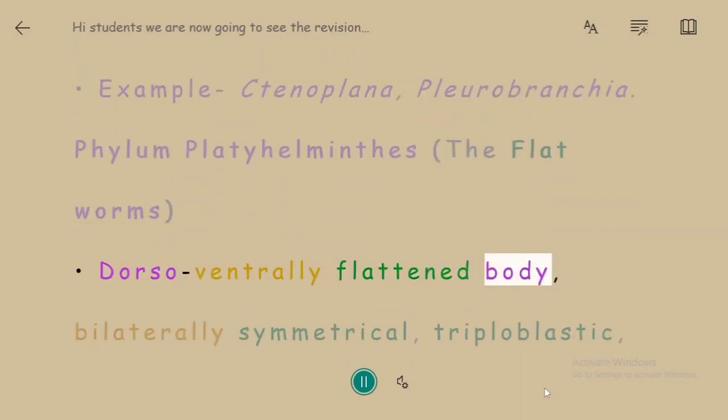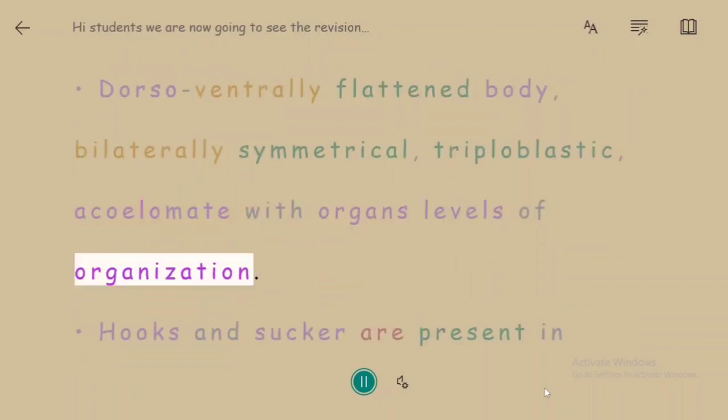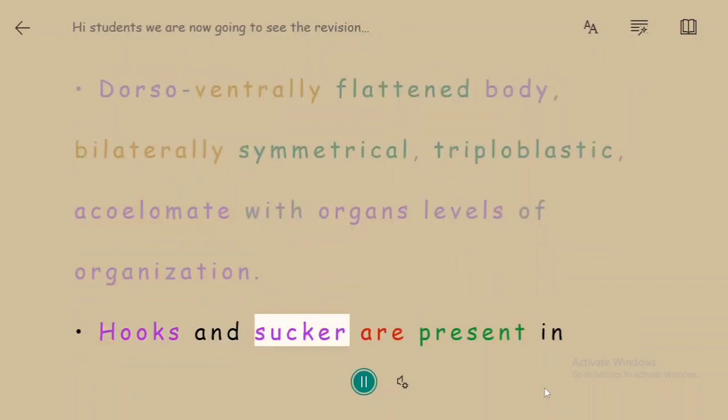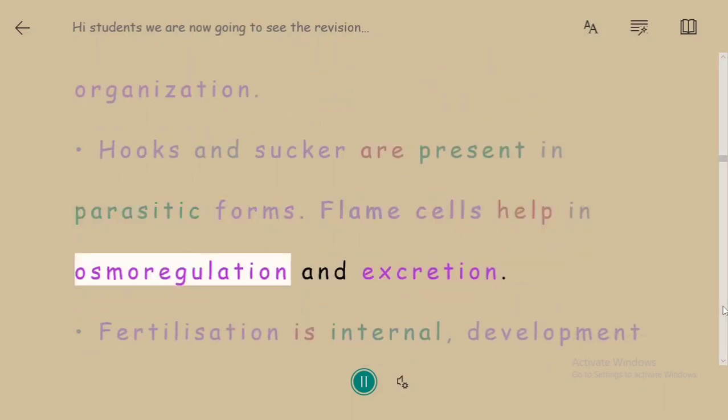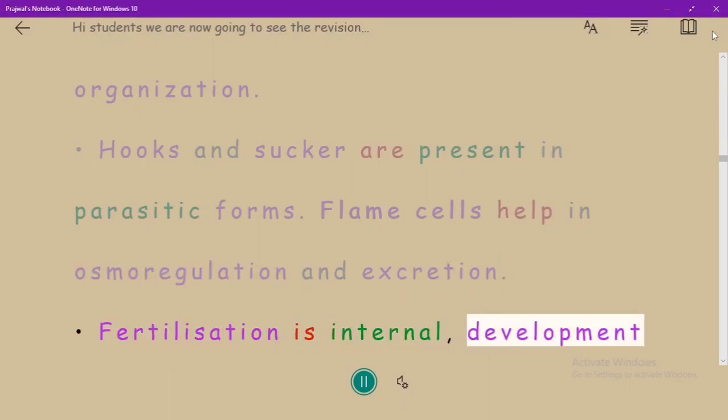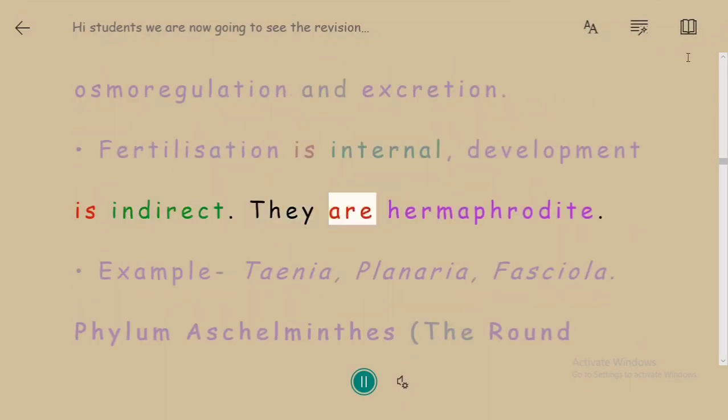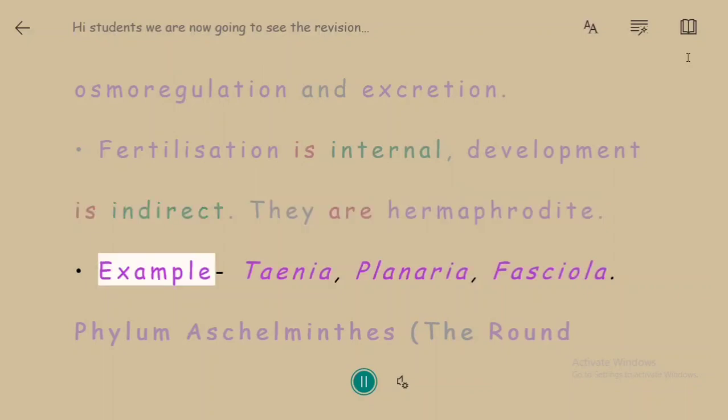Phylum Platyhelminthes, the flatworms. Dorsoventrally flattened body, bilaterally symmetrical, triploblastic, acoelomate with organ level of organization. Hooks and suckers are present in parasitic forms. Flame cells help in osmoregulation and excretion. Fertilization is internal, development is indirect. They are hermaphrodite. Example, Taenia, Planaria, Fasciola.